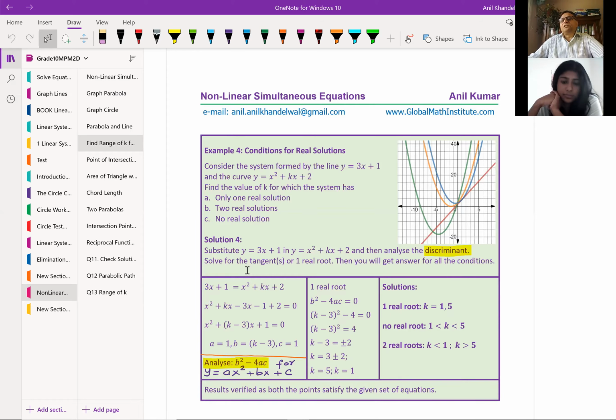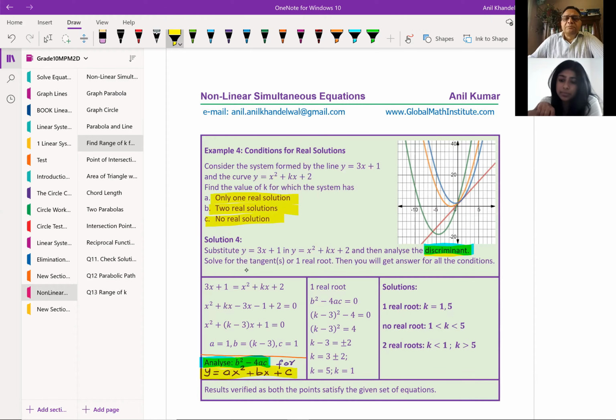Correct. So for such a question, what should you be doing? I remember you mentioning the discriminant, which is b squared minus 4ac. When it's in standard form, you would take out the b squared minus 4ac part. When it equals 0, you've got only one real solution. When it's greater than 0, you've got two real solutions. And when it's less than 0, you've got no real solution.